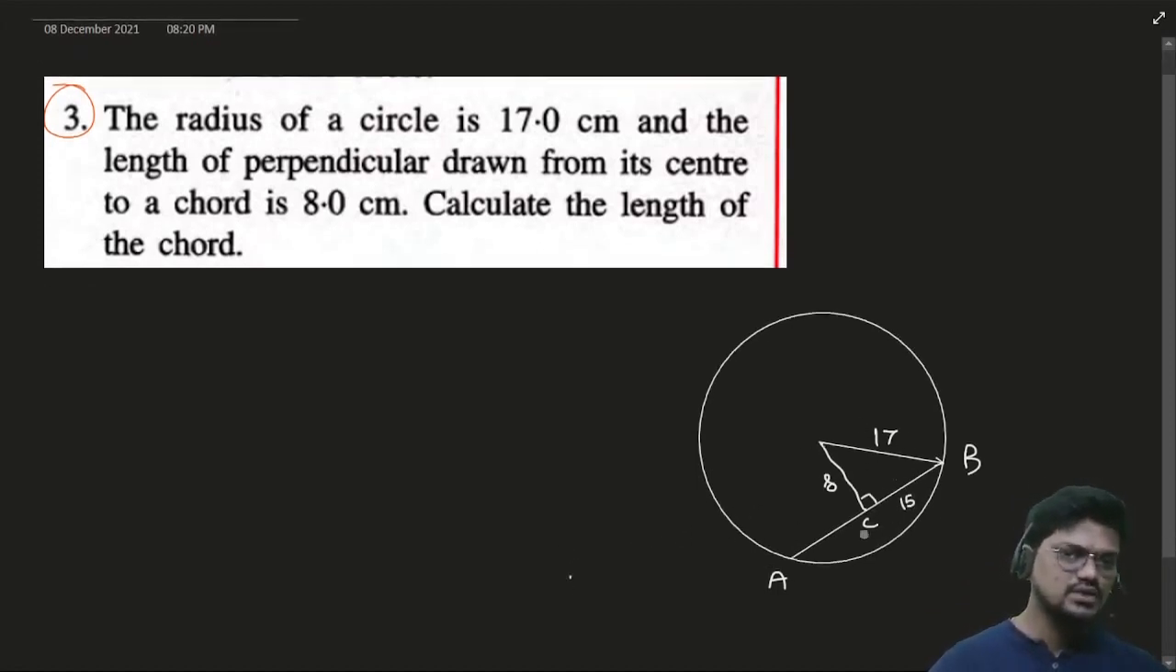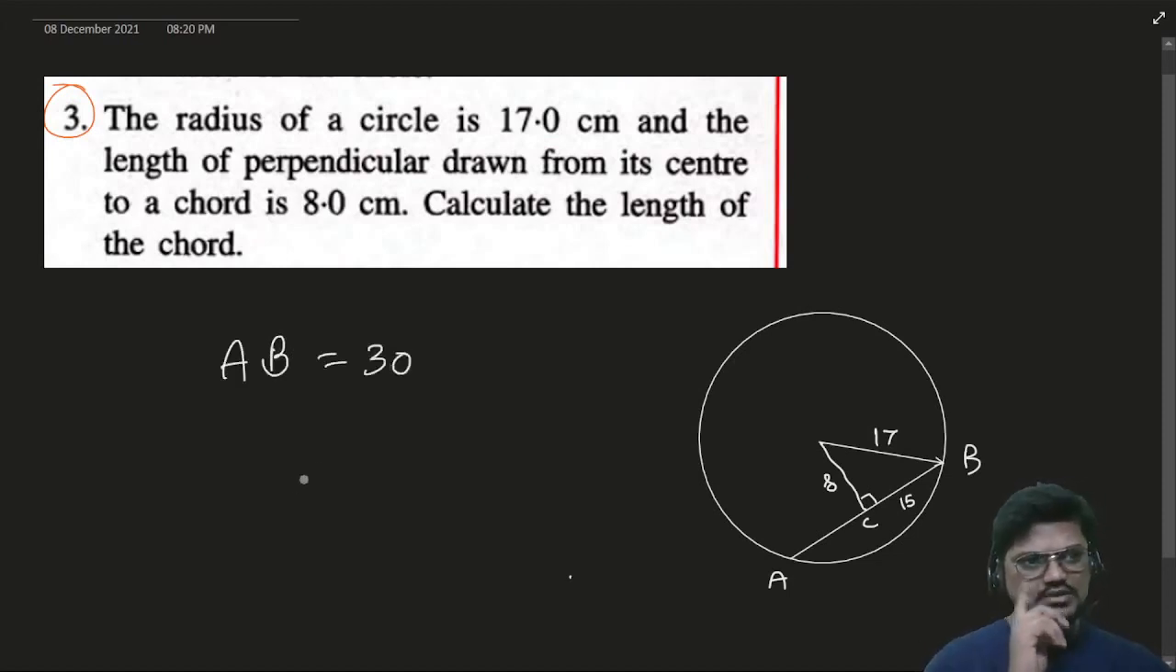If you use the Pythagoras, you will get CB. That is easy for you, right? Once you get CB, after that AB will be just twice of CB, that is 30. So the length of the chord will be 30. Is that clear to everyone? Please raise your hands if it's clear to you.